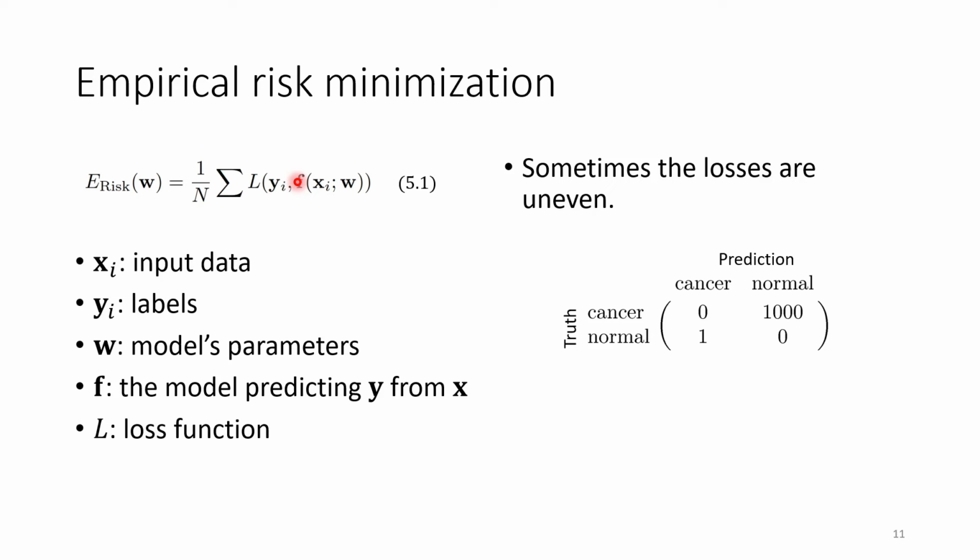We want to predict from our input data to the output label, and we will usually create a loss function. It means here, from this equation, it is the average for every instance, because you see there's no difference for this instance or that instance. However, in real-world cases, sometimes the losses are uneven.